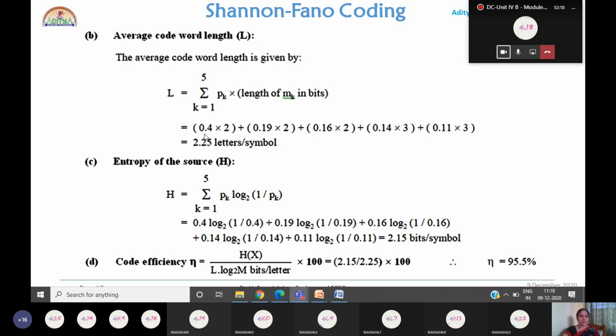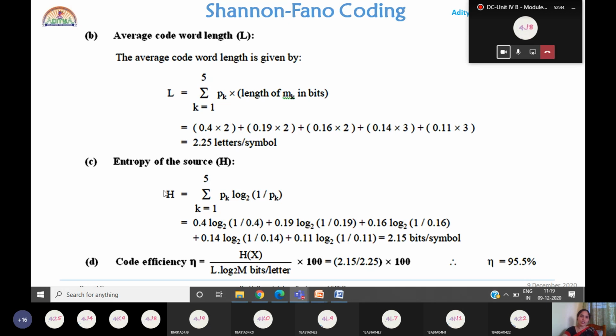Now next, calculate the entropy. So how can you calculate the entropy? I think you know the definition for entropy. Summation, here I took the variable as k, summation k is equal to 1 to 5 p suffix k log 1 by p suffix k base 2. So H is summation k is equal to 1 to 5 p suffix k log 1 by p suffix k base 2. Here you just take the probability matrix. So for calculation of entropy, I think you know that the probability matrix is enough.